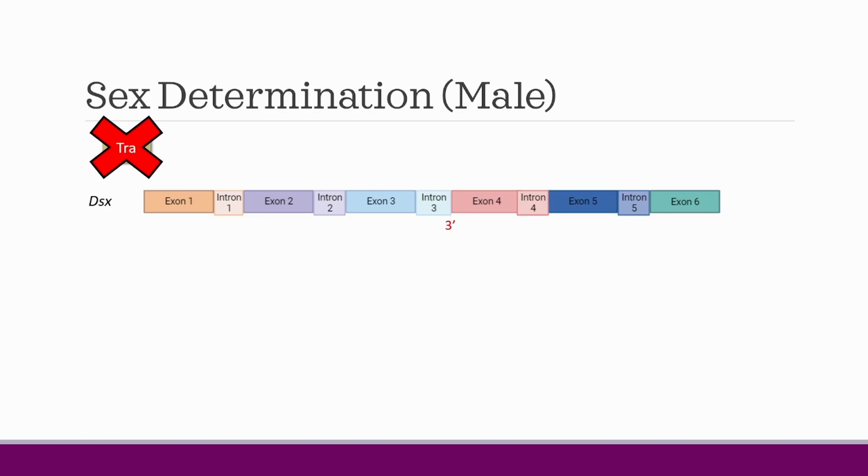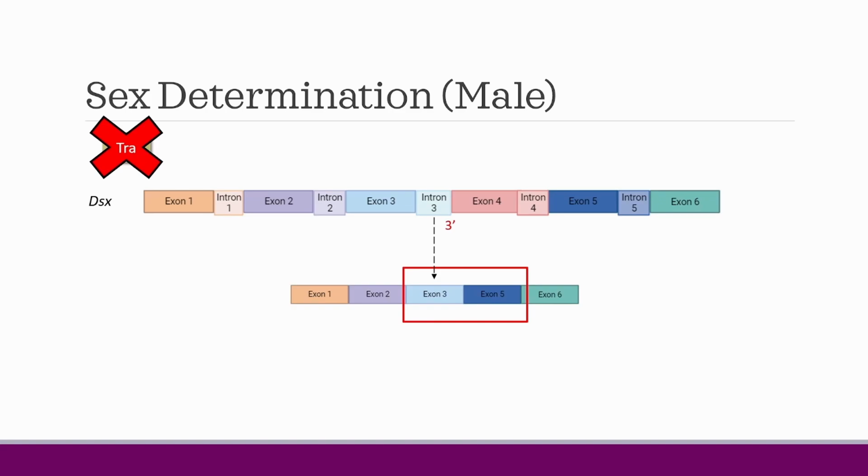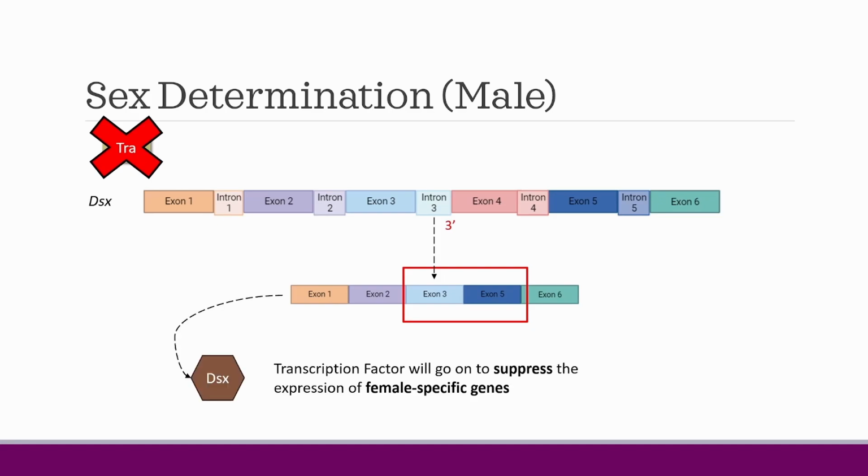The lack of functional TRA protein results in male-specific splicing of the DSX pre-mRNA. In the DSX mRNA transcript, male Drosophila have a weak 3' splice site between the third and fourth exons. So the 3' splice site is not recognized and exon 4 is spliced out. This results in exon 3 and 5 of the DSX transcript being spliced together. The DSX mRNA transcript isoform that forms because of this splicing will act as a transcription factor that inhibits the expression of female-specific genes in other areas of the genome.